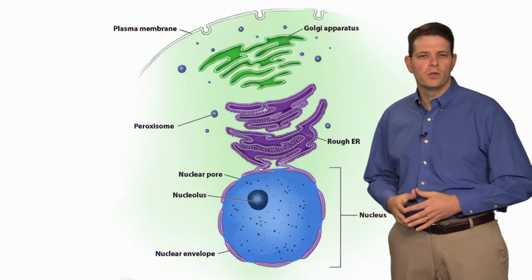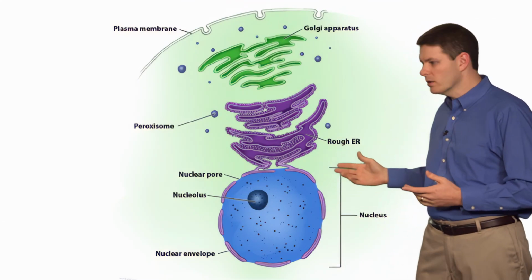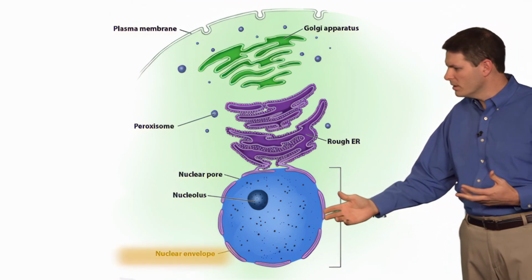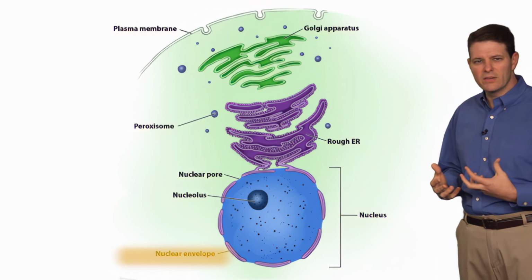The first topic we're going to review are the various cell organelles, starting with the nucleus. Now, the nucleus is contained by a nuclear envelope, and it's a very tightly regulated structure.